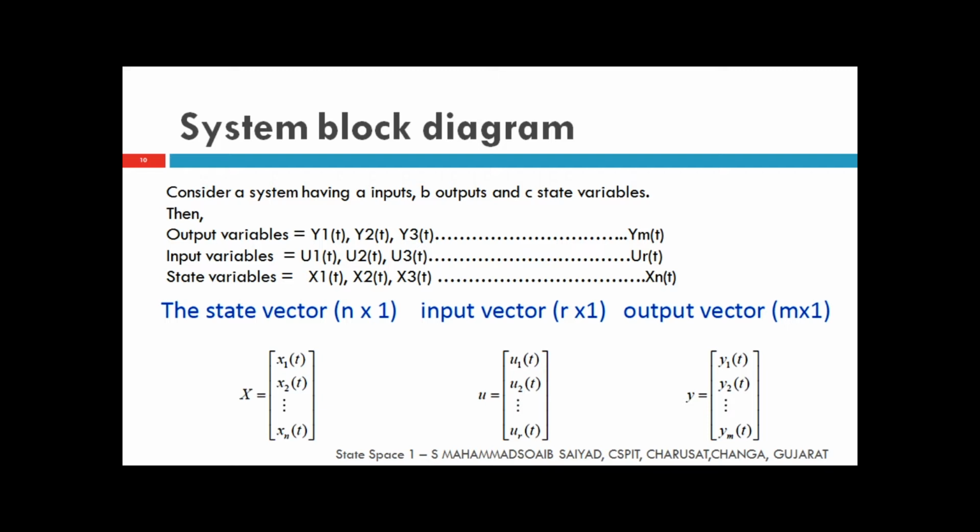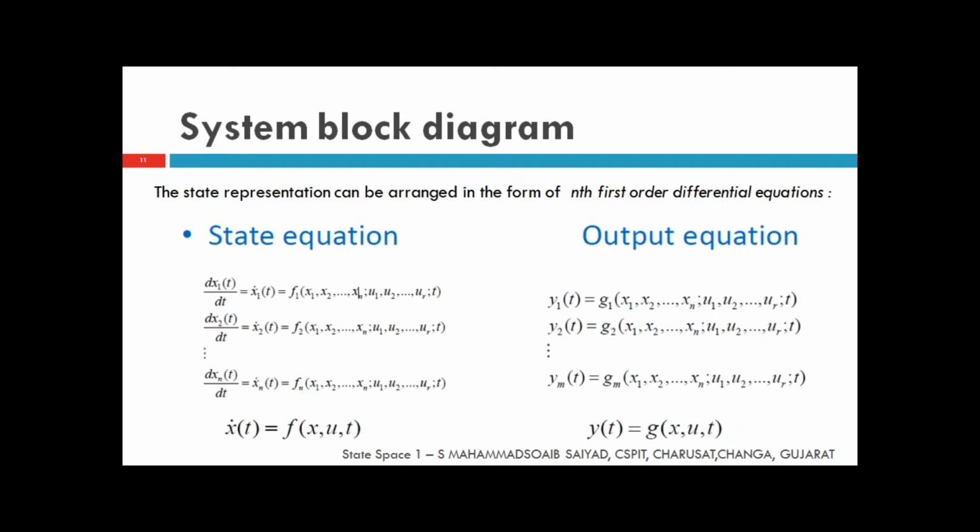So now let us talk in more detail about our system. Suppose I want to represent the state space representation. My representation will have two equations. The first will be the state equation, and the other will be the output equation. The state equation is given as x dot of t, that means d by dt of x1 of t. Generally we write x1 with a dot.